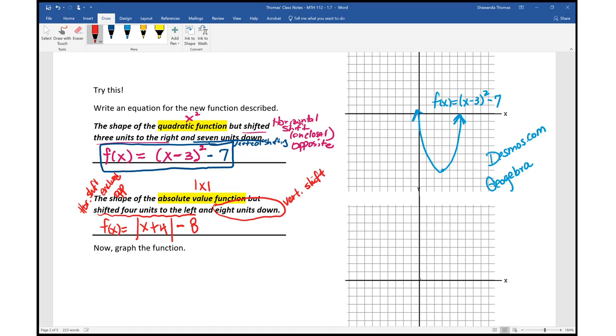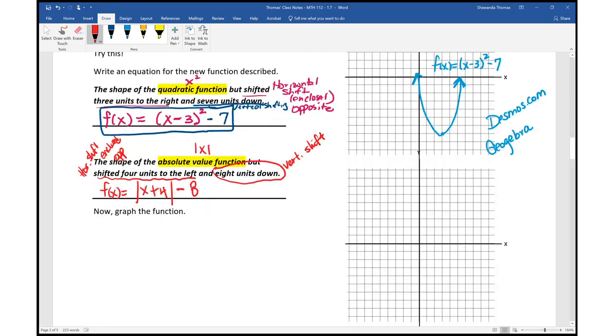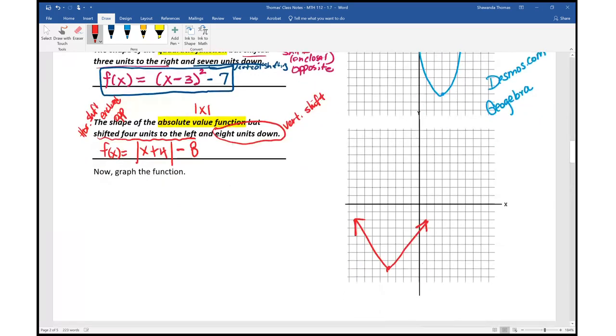So normally our V is here in the center, but we're going to use that middle part like an anchor and shift it. According to the description, shift it 4 units to the left: 1, 2, 3, 4. And then shift 8 units down: 1, 2, 3, 4, 5, 6, 7, 8. We are here. That is the very center of your V, like your anchor or your vertex or your minimal point, whatever description you like.